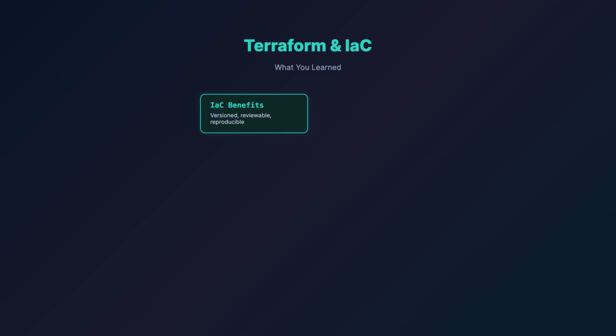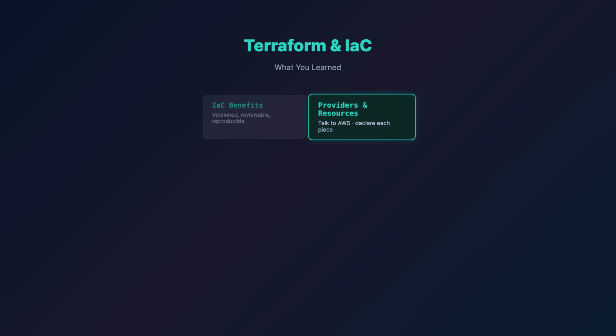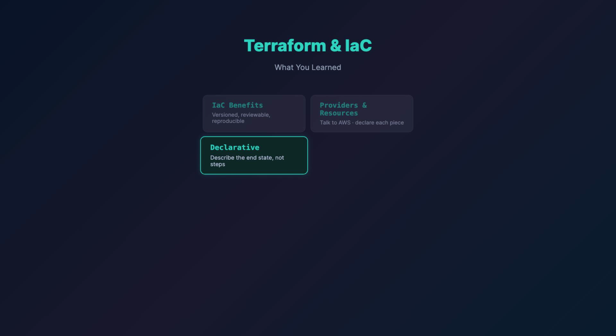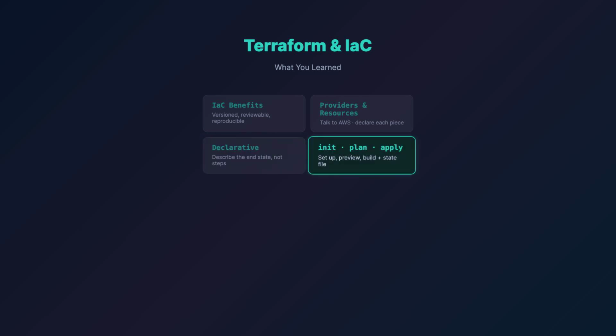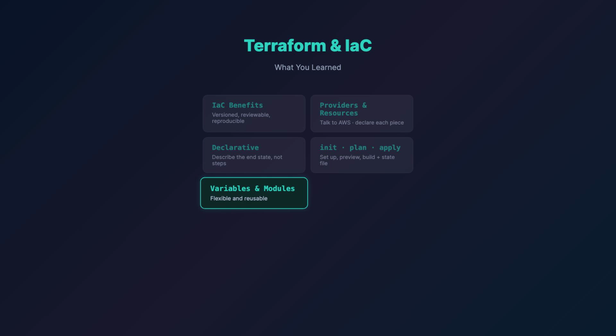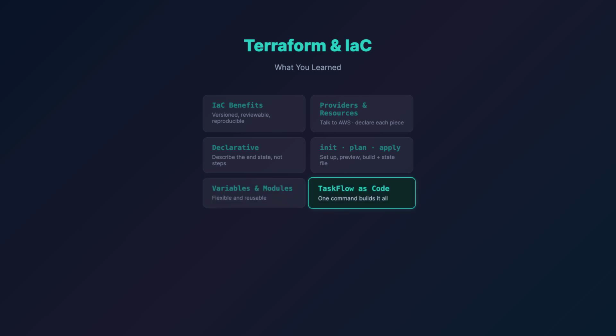Let's recap. Infrastructure as code means defining your servers, networks, and databases in text files, so your infrastructure becomes version controlled, reviewable, reproducible, and self-documenting. Terraform uses providers to talk to platforms like AWS and resources to declare each piece you want to exist, and it's declarative. You describe the end state, not the steps. The workflow is 3 commands: init to set up, plan to preview the changes, and apply to make them, with a state file tracking what exists. Variables make your code flexible, and modules make it reusable.